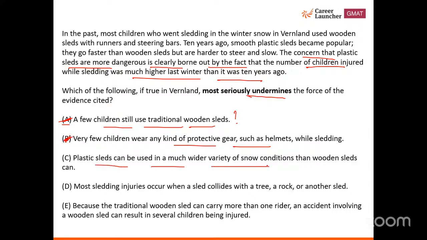Plastic sleds can be used in a much wider variety. That was the only logical answer choice that should have been correct. Again, sadly, no one has gone for it, right? I'll talk about it a little more.